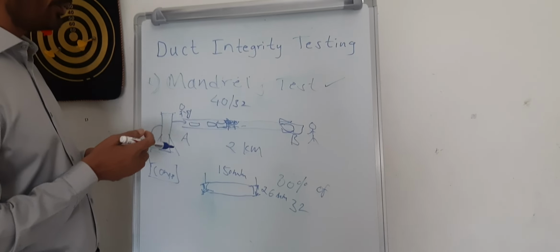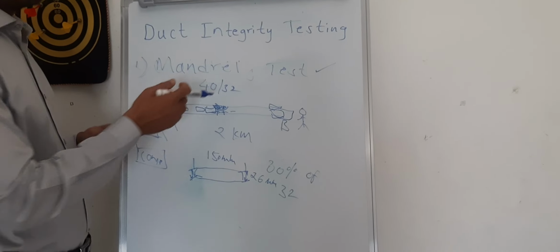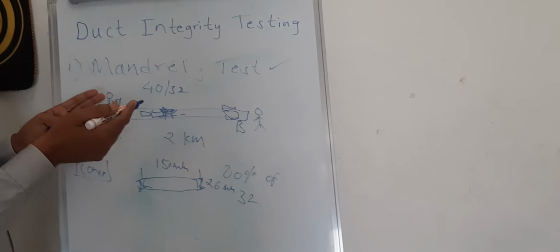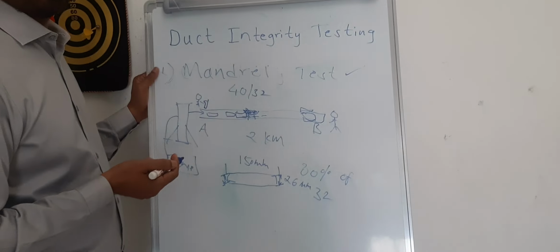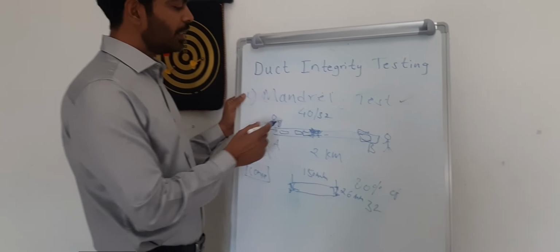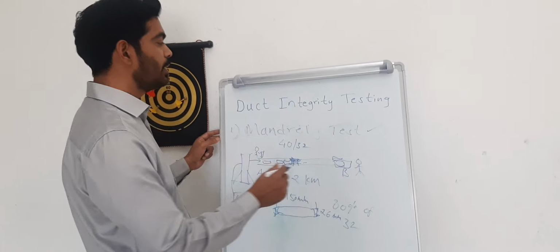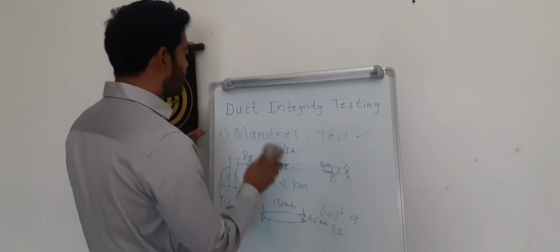And then you have to open it, cut the damaged portion, take a fresh piece of duct, use two couplers, fix it, and then repeat your mandrel test again. Repeat your mandrel test until you see your mandrel coming out from this end. Once this is done, your mandrel test is passed. Then we move on to the third test.